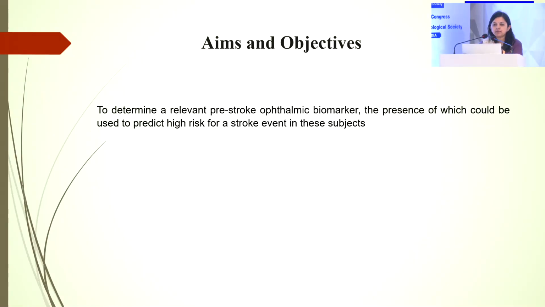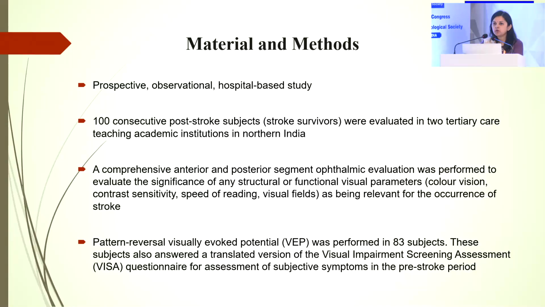So we aim to determine a relevant pre-stroke ophthalmic biomarker, the presence of which could be used to predict high risk of stroke event in these subjects in the future. It was a prospective observational hospital-based study. 100 consecutive post-stroke subjects who were stroke survivors were evaluated in 2 tertiary care academic teaching institutions in northern India. A comprehensive anterior and posterior segment evaluation was performed, along with assessing the significance of any structural or functional visual parameter which we might find relevant for the occurrence of stroke.